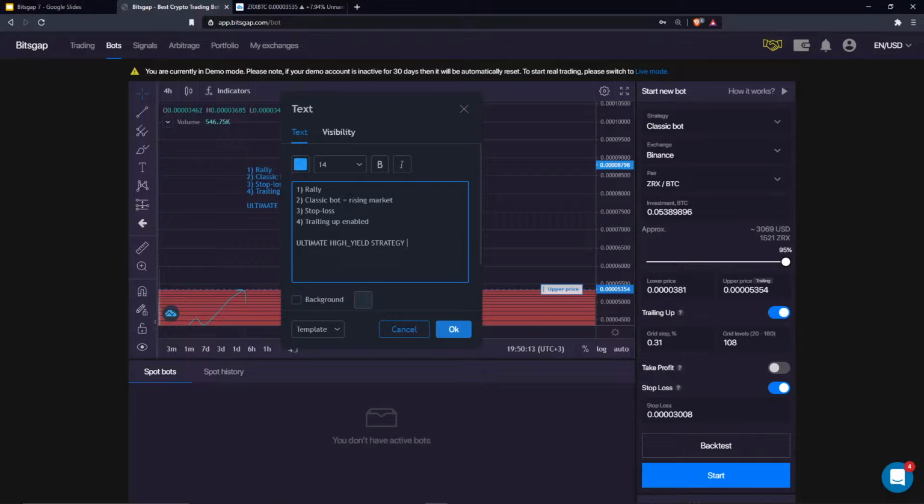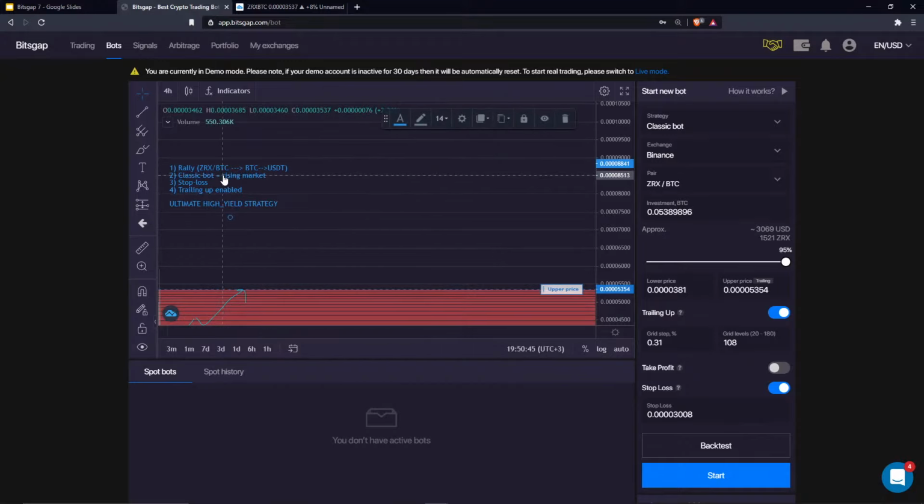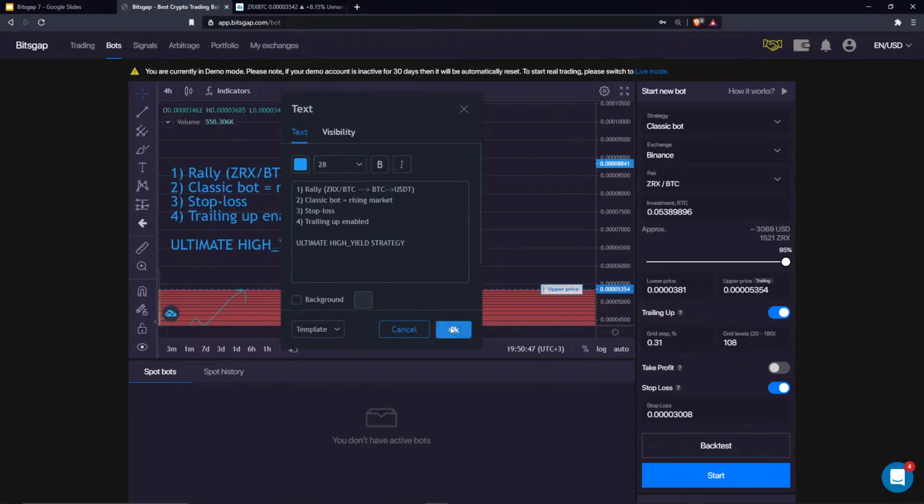Yeah, and by the way, in order to have this high yield, you need to expect the rally on coins like 0x, for example, to Bitcoin. So where you also think that the value of Bitcoin will appreciate in USDT at the same time. So that's what you need to figure out, like the cross check. Done. Ultimate high yield strategy in that case. Let's leave it here, and let's make it maybe 28.